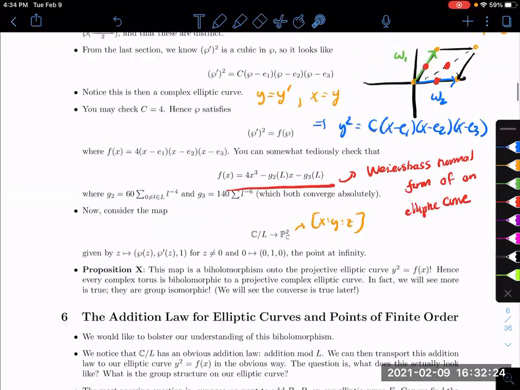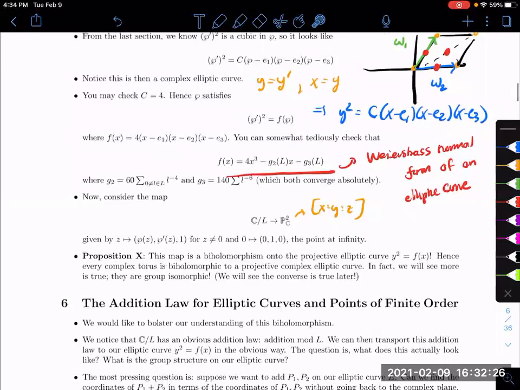So that's the end of that section. So you can think of the complex plane modulo a lattice as just a projective elliptic curve up to biholomorphism. And like I told you, if you start with the elliptic curve, you can actually go backwards as well. You can find a lattice that gives you in Weierstrass normal form the elliptic curve you started with. And since every elliptic curve can be written in Weierstrass normal form, you've basically described all complex elliptic curves in terms of lattices.